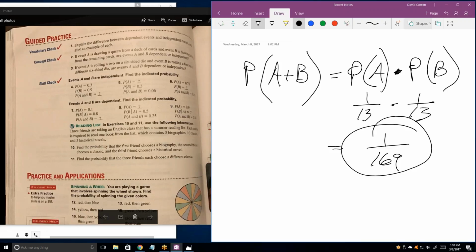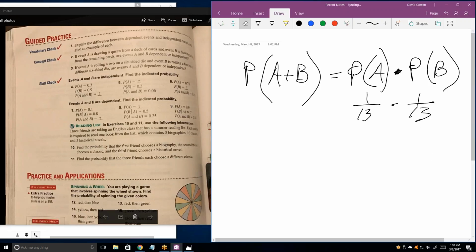Now before we go to dependent, what's number 4 going to be equal to? So 4 would be equal to 0.27. Good.